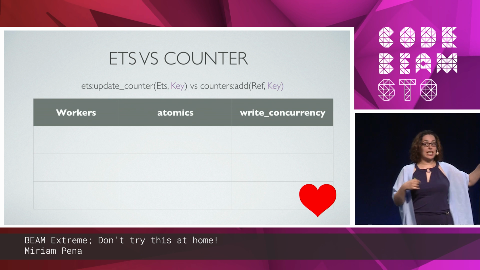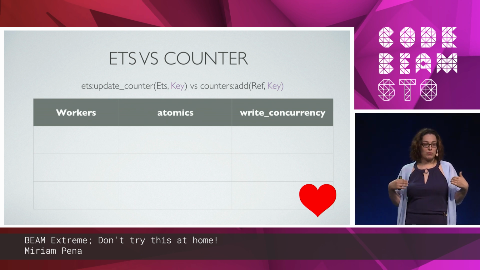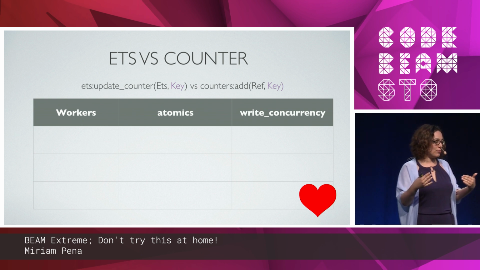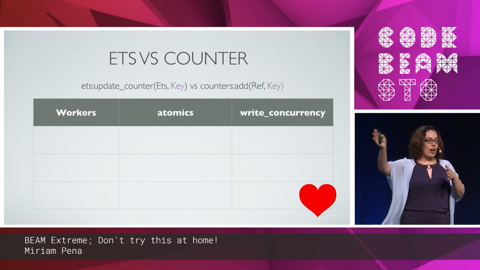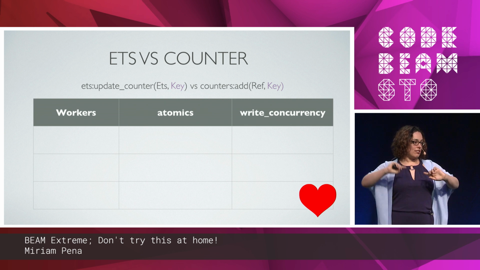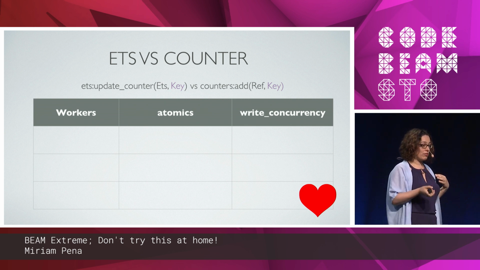I picture this case as, for instance, in our case, when we spend money on an ad and you want to keep track of how much money you spend on a certain campaign. We don't really care if one ad is counted before the other. We just want both to eventually be counted. And I think that's when write concurrency would work for us.